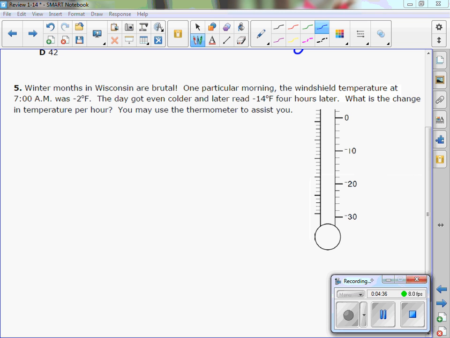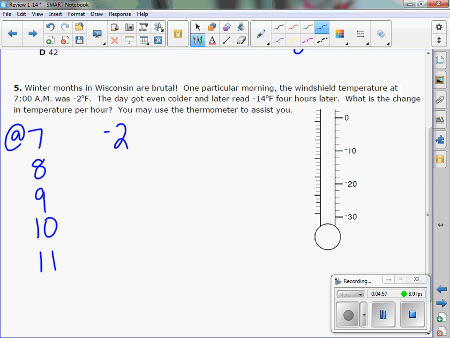Winter months in Wisconsin are brutal. One particular morning, the wind chill temperature at 7 a.m. was -2 degrees. So at 7, it's -2. The day got even colder and later read -14 degrees 4 hours later. So we go to 8, 9, 10, at 11 o'clock, 4 hours later, is when we're at negative 14 degrees.